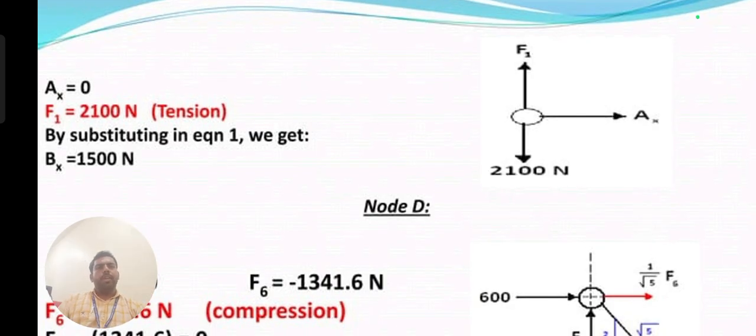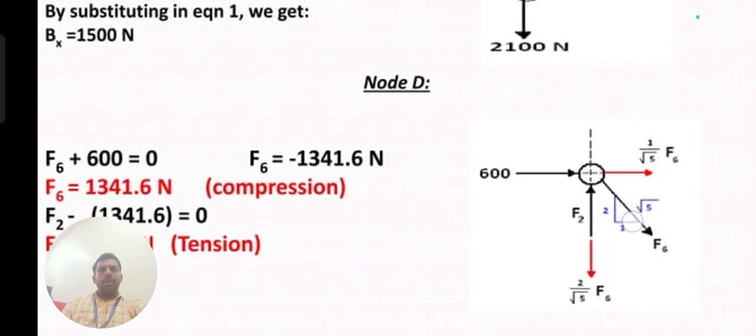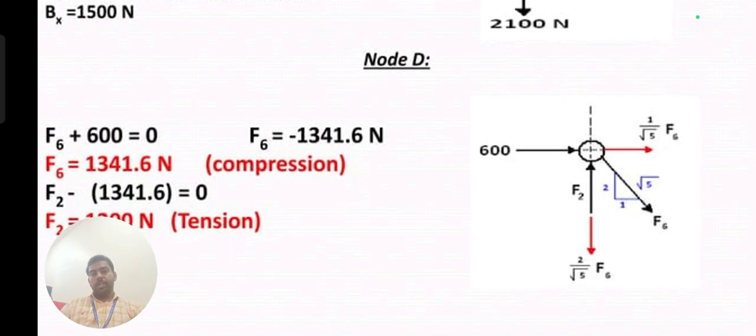See here, on that reaction AX equal to 0, F1 equal to 2100, it should be represented as positive, so there should be a tension zone, and by substituting in equation 1 we get Bx equal to 1500 newtons. And node D, force F6 should be acting on the situation, plus 600 equal to 0.